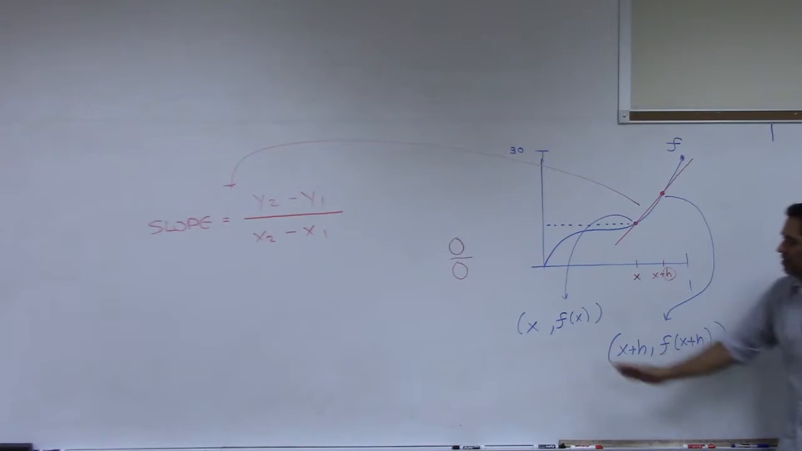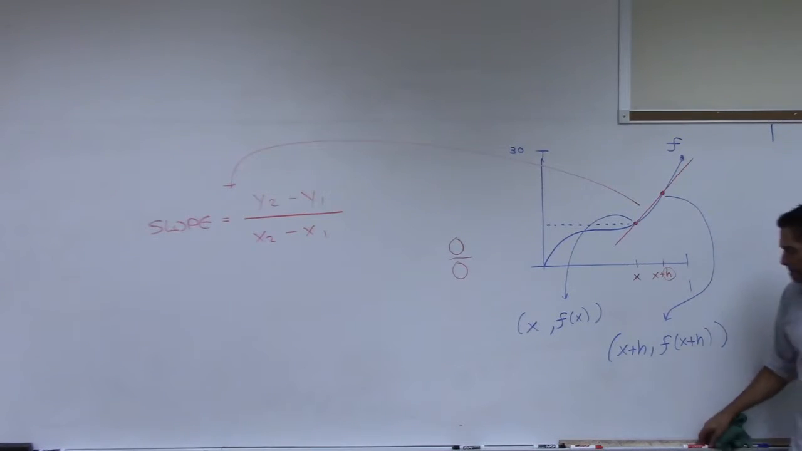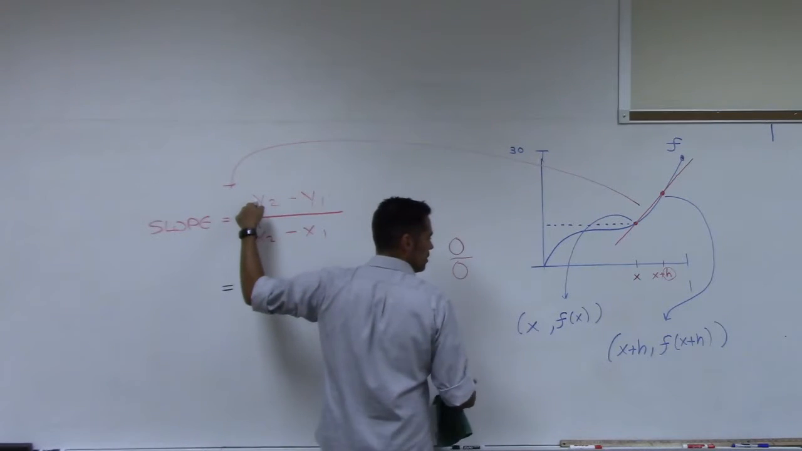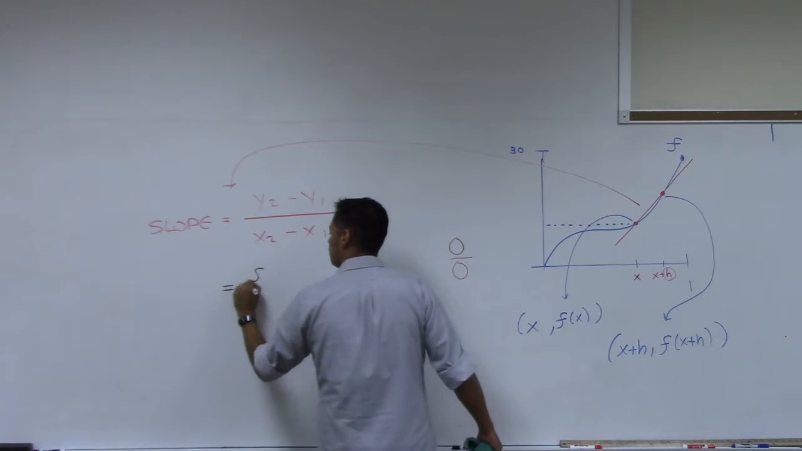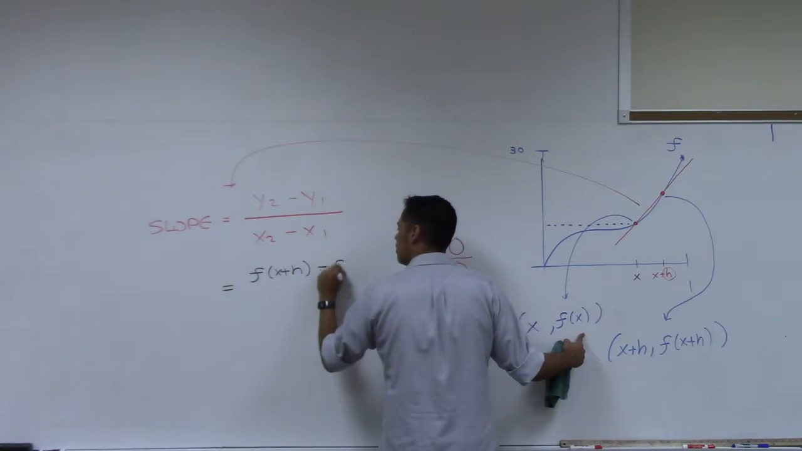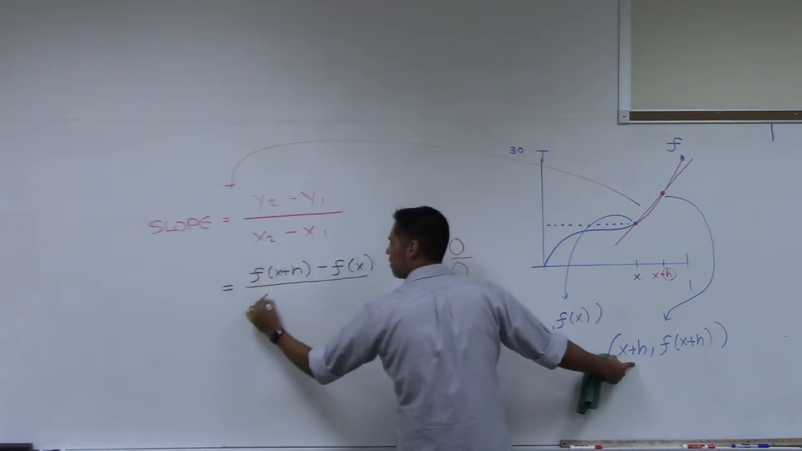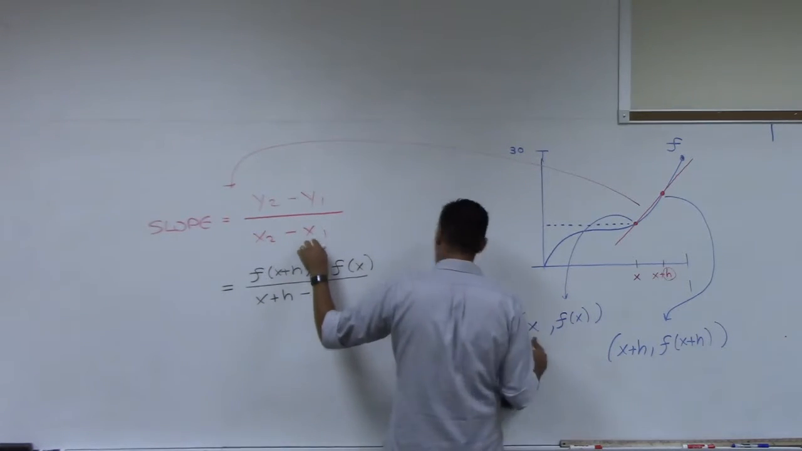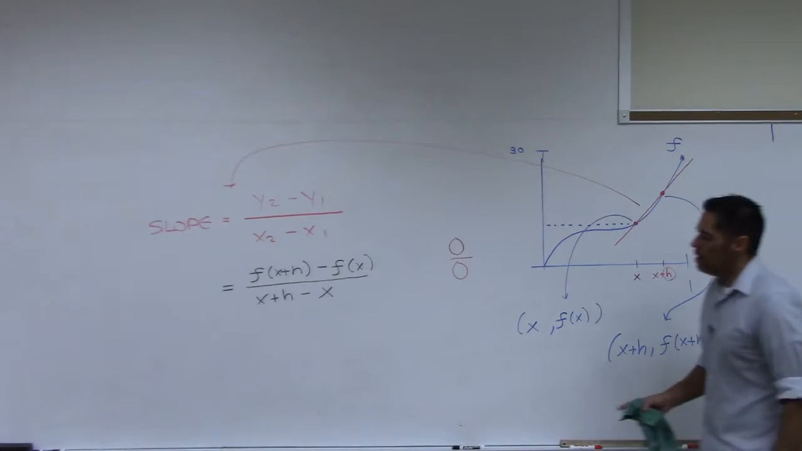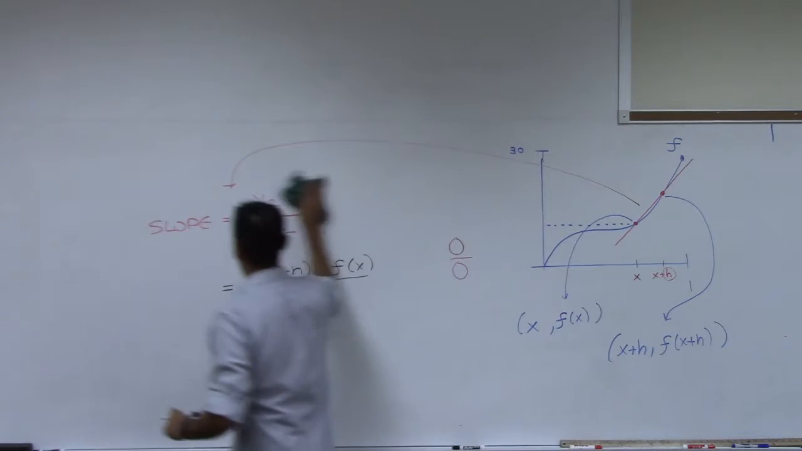All right, let's call these x1, y1, x2, y2, and let's plug into the formula. What would this formula become? What's y2? F of x plus h, minus y1, f of x, over x2, x plus h, minus x1, which is x. Yes? Okay. On the bottom, what happens to the x's? They cancel out.